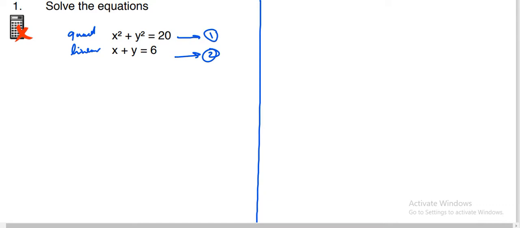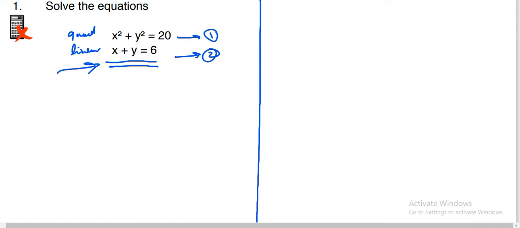We studied before that if we have two linear equations, we can use elimination or substitution. But for non-linear equations, we have only one method, which is the substitution method. The main idea of the substitution method is choosing one equation, and from this equation we'll make one variable the subject, and we used to choose the linear equation to get this subject.